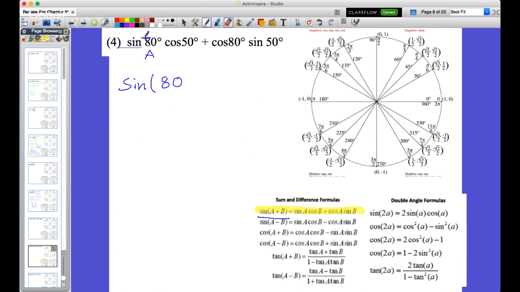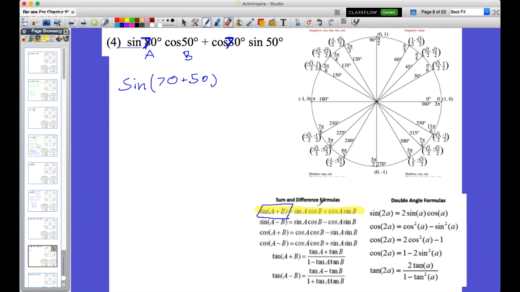This is the one that we messed up that I told you all to change on your review guide. So this should be 70 instead of 80. So on your review guide, you should have changed that. So then that'll be 70. And then our B angle will be 50. So we're really just evaluating the sine of A plus B.